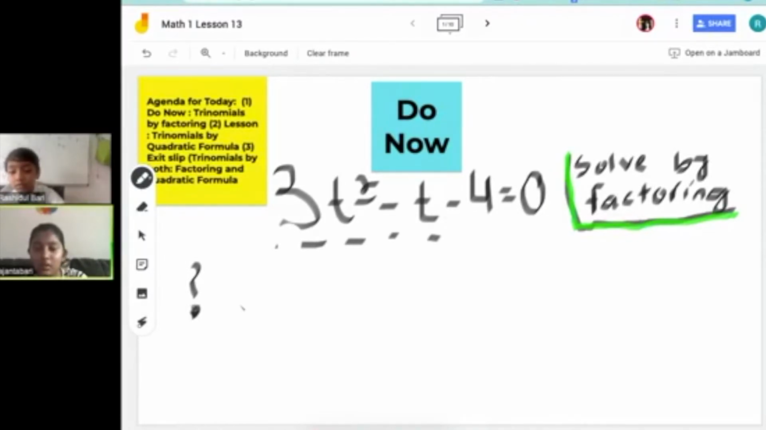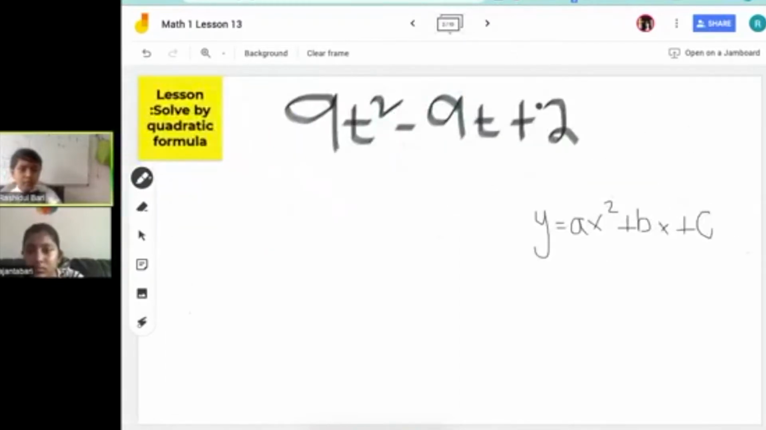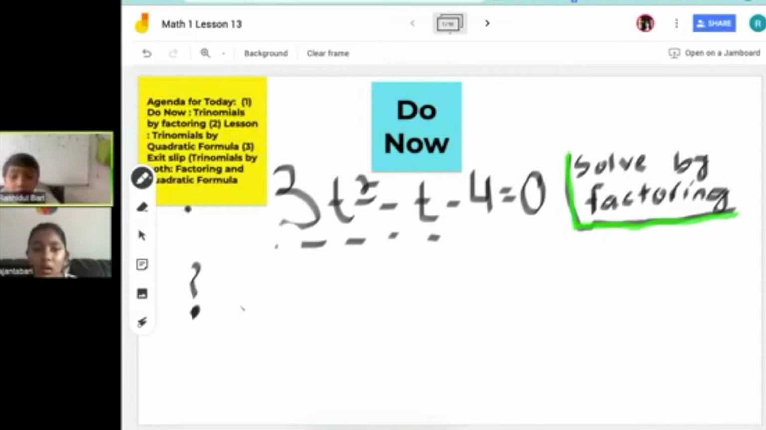I wrote it on the board. No, she has to say it. Can you say it also? Y equals ax squared plus bx plus c. Good. But we're not on the lesson yet. We're still on the do now. You have to go back to page 1.